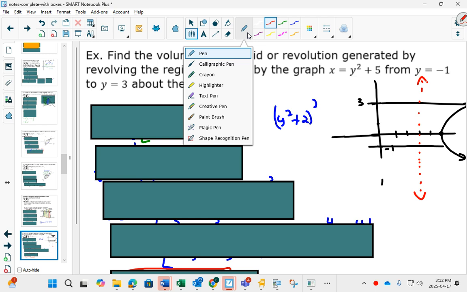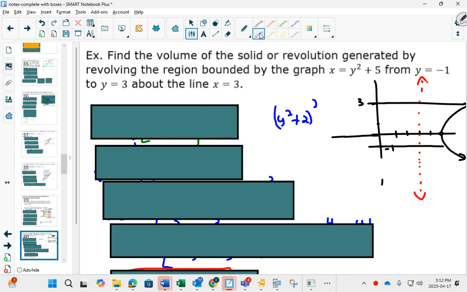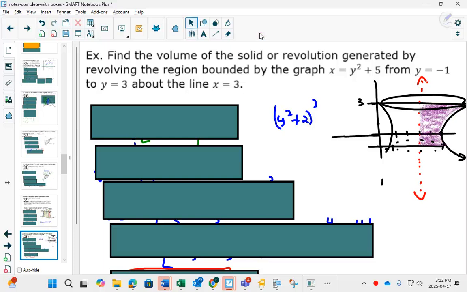So we're taking this part colored in here, in purple, and we're rotating it around here, making a shape something like that as our volume. That's our visual. Now again, what do we need? We need this radius. How are we going to calculate that radius?